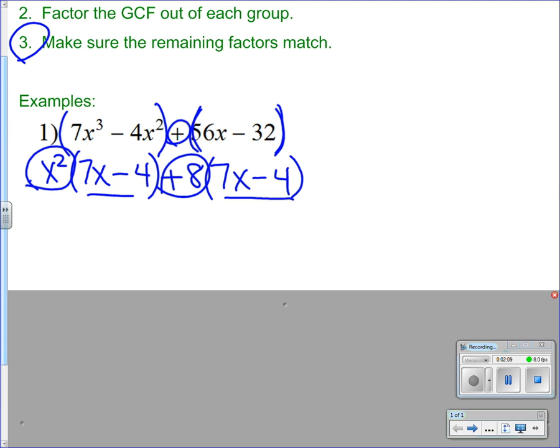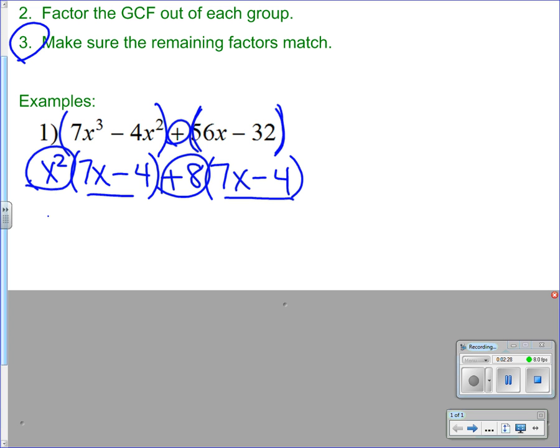If it doesn't match, that means you want to try to switch 2 terms, and if it still doesn't match, it means you cannot factor it. Question? Yes, and we'll do one like that in a minute.